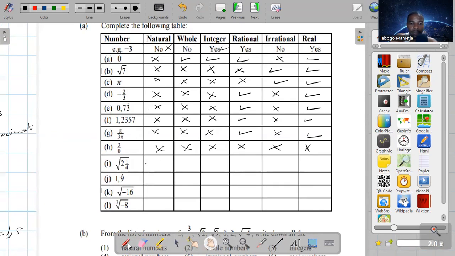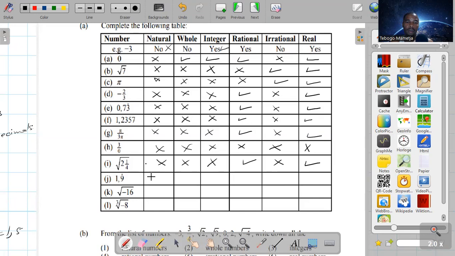Let me activate my pen. So this number is not going to qualify. So it's no. Whole number? No, it is a decimal. Integer? No, it is a decimal. Rational number? Yes, it's a rational number. Okay. So this number can never be both rational and irrational. This number is real.